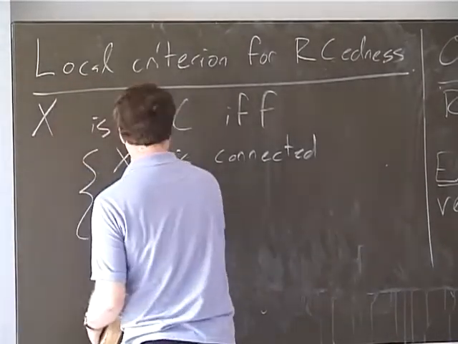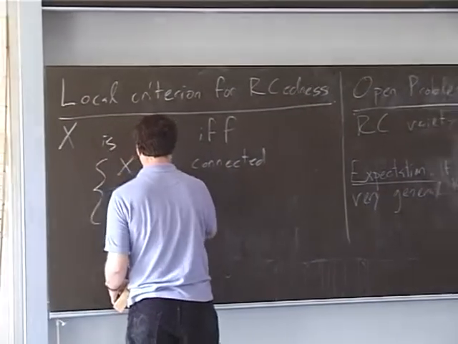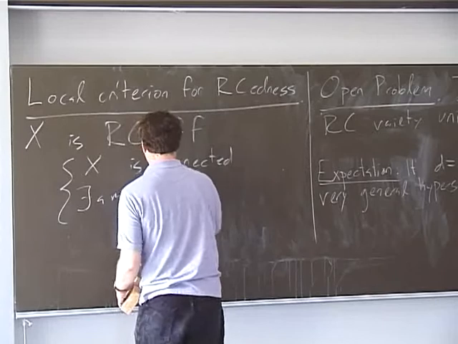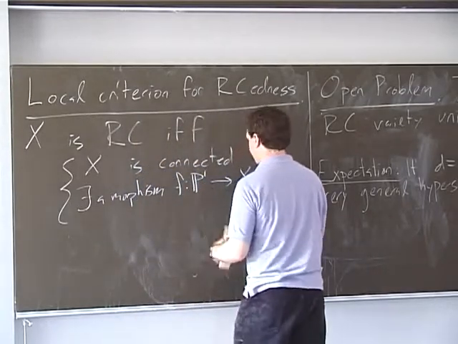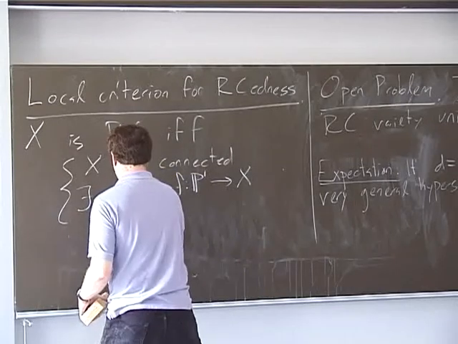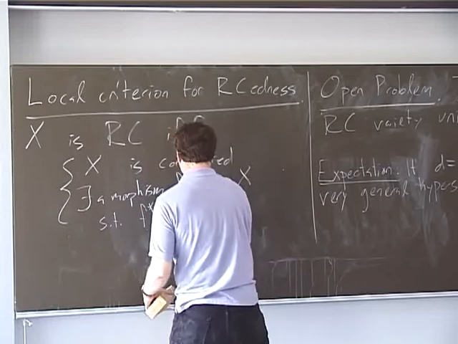But then the second condition, the important part, is there exists a morphism, a single morphism, f from P1 to X, such that when I pull back the tangent bundle of X, this is ample.